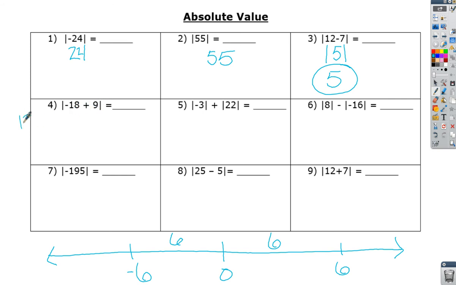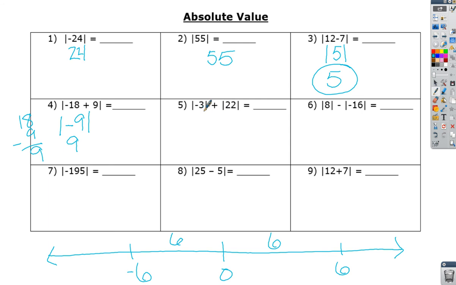So 18 minus 9 is 9. And we're going to keep the sign of our larger number, which is 18, so it's a negative 9 in our absolute value bars. The absolute value of negative 9 is 9.